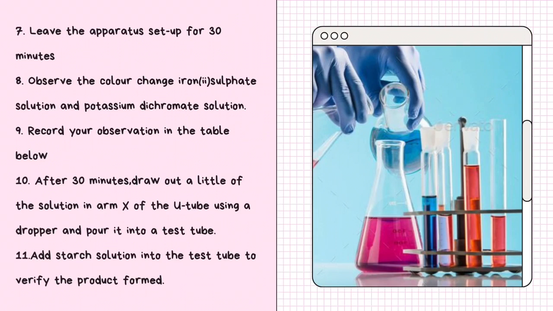Number 10, after 30 minutes, draw out a little of the solution in arm S of the U-tube using a dropper and pour it into a test tube. Lastly, add starch solution into the test tube to verify the product formed.